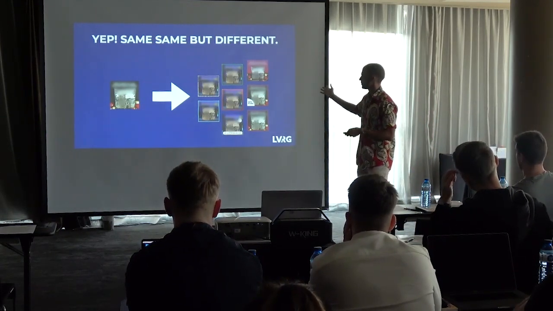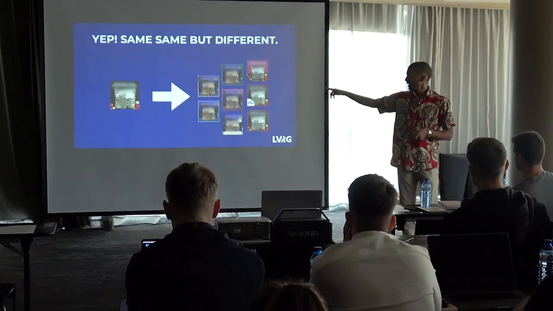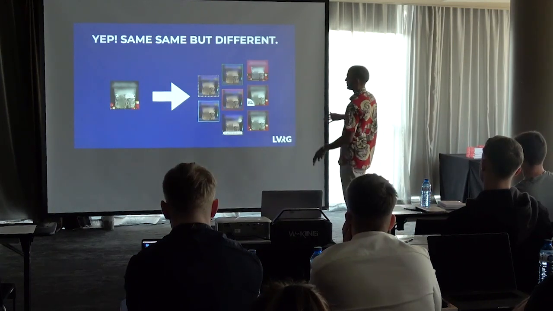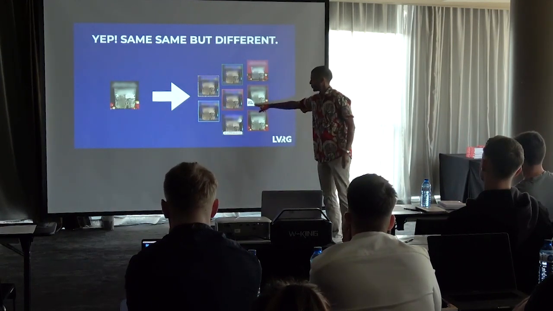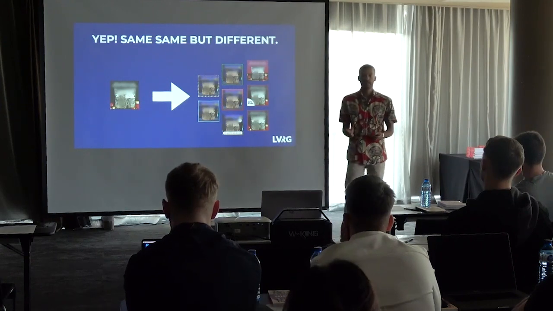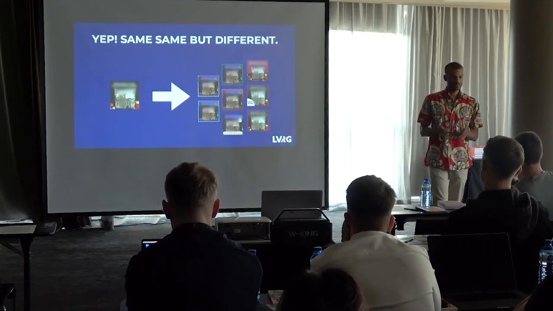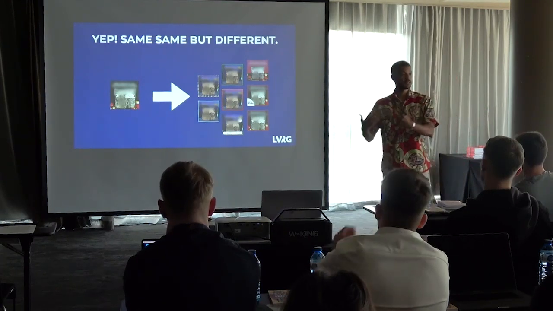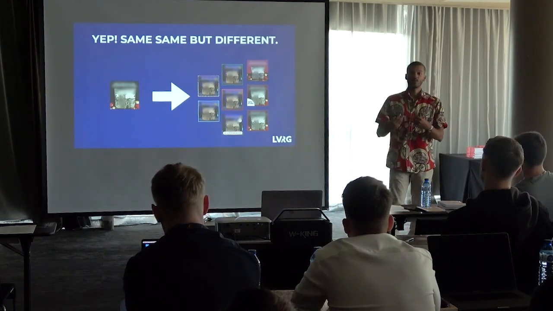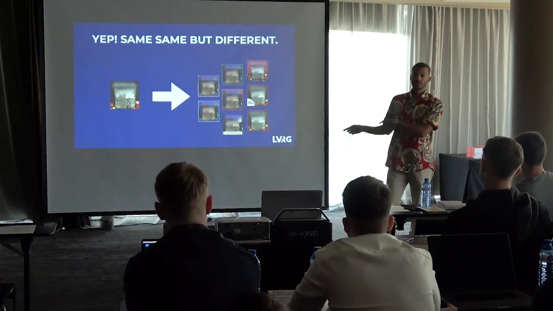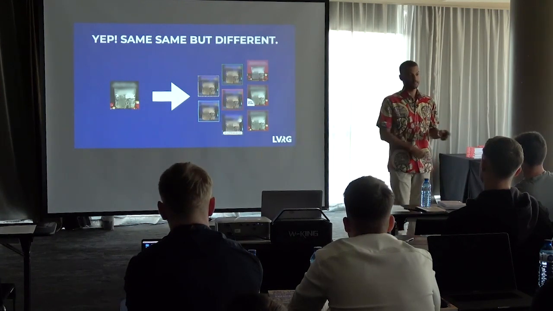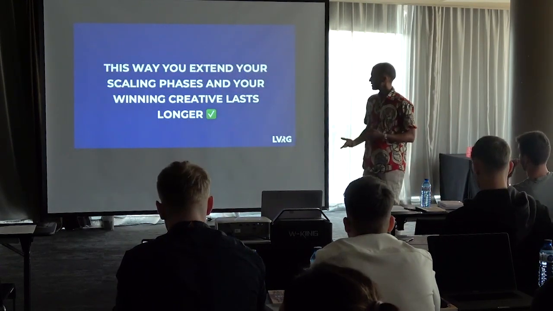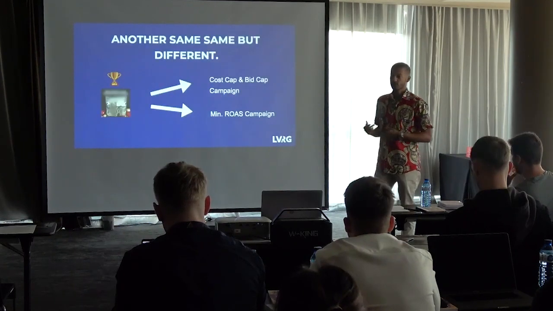So this is just one example from one of our clients, where you can see this is the original creative, and then what do we do? It's an image creative. We just change the frames. We put a little bit here, some little elements, and that's it. It's simple work, but if you think from a perspective of an agency owner or an e-commerce brand, you have the highest ROI in this versus doing new creatives. Okay? Good. So you extend your scaling phases, and your winning creatives last longer.